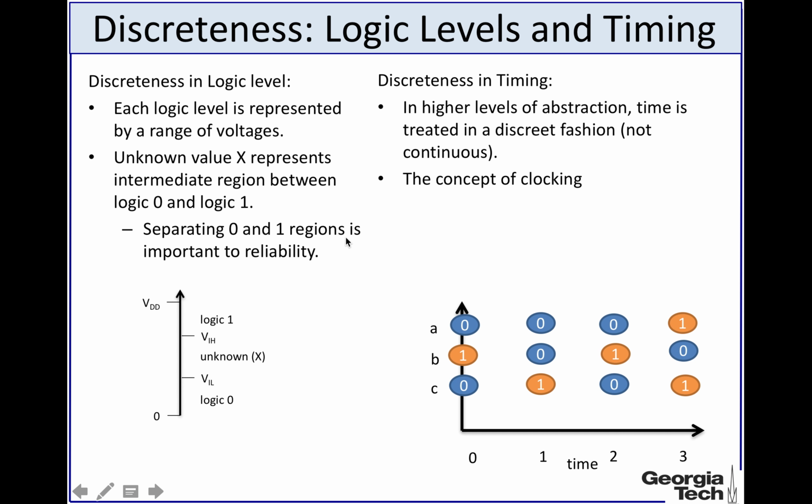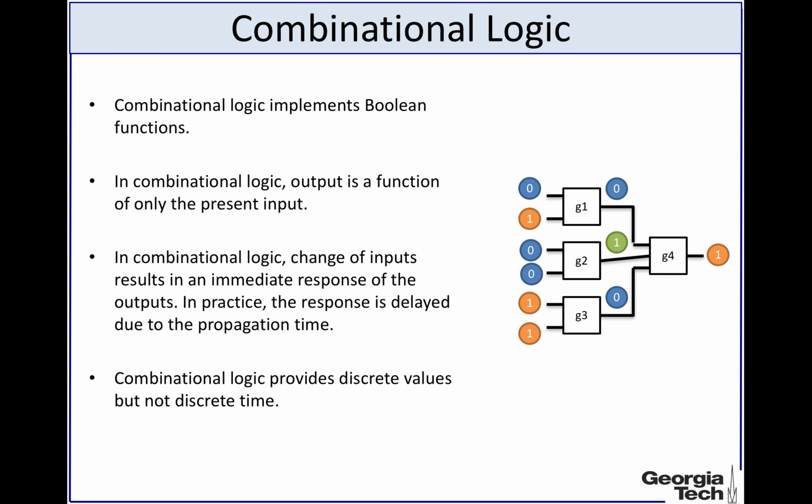Now, on the other hand, we have already seen the discreteness in logic levels. What we have seen is that we have two logic levels, logic level 0 and logic level 1, and these two logic levels actually correspond to two different ranges of the input voltage. So we have already seen the discreteness in logic level. Now what we are going to see is the discreteness in time.